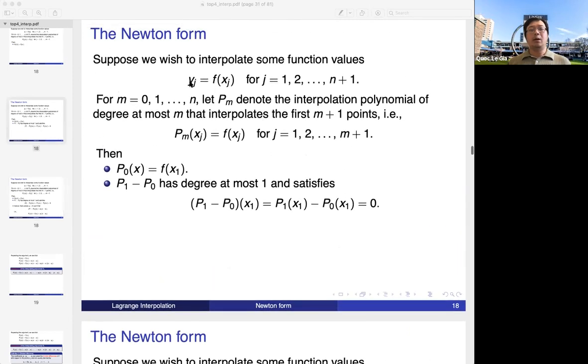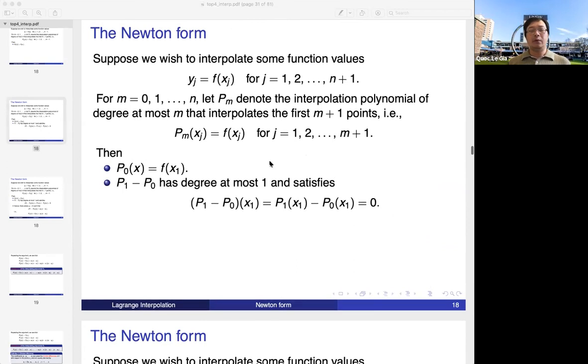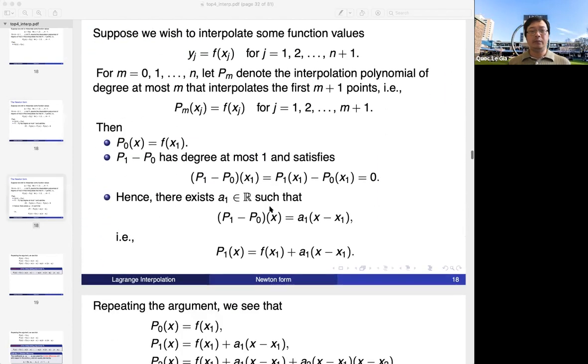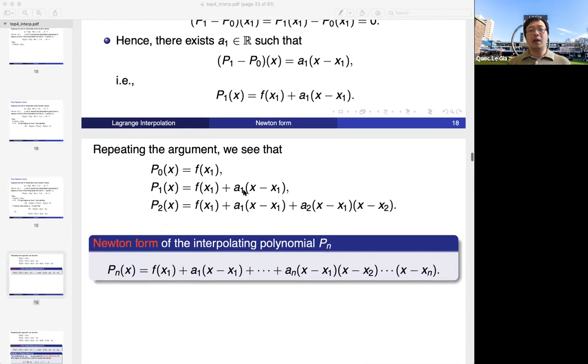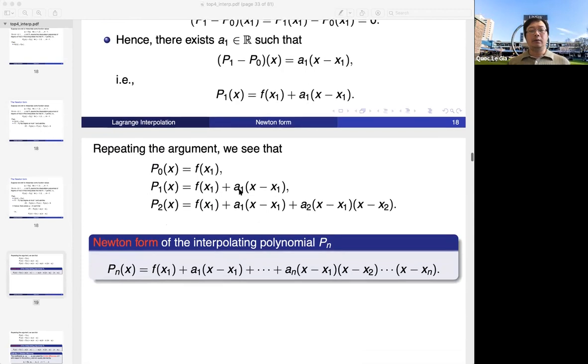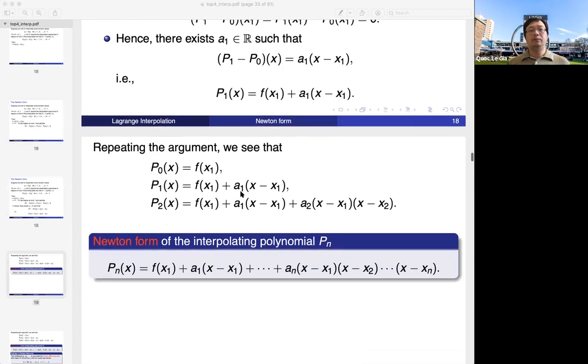So remember, we assume that yj is the data point, and it's a value of some function f at xj, with j from 1 up to n plus 1. And we discussed how to find the coefficient a1 already. So a1 is just the slope of the line that goes through x1 and x2. And how about a2?